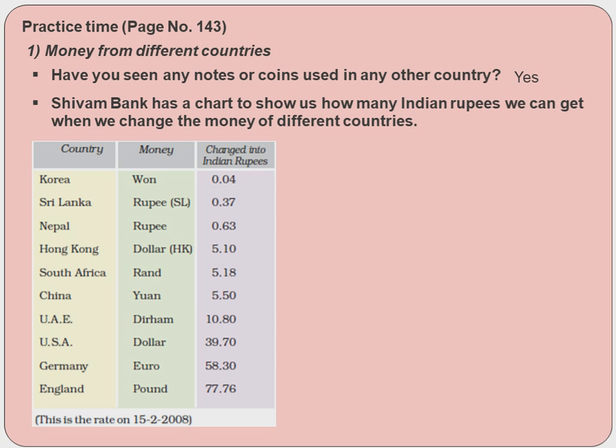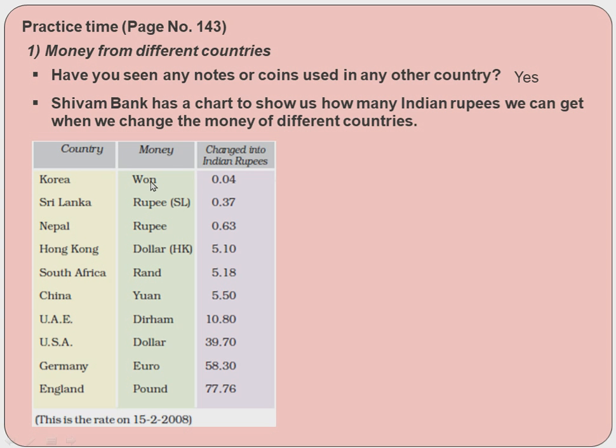In this tabular form, this is the country: Korea, Sri Lanka, Nepal, Hong Kong, South Africa. The next column is money. In Korea it is the won, Sri Lankan rupee, Nepal rupee, Hong Kong dollar, where HK means Hong Kong and SL means Sri Lanka, South Africa rand, China yuan, UAE dirham, USA dollar, Germany euro, England pound. This is the money in these countries, and it changes into Indian rupees.